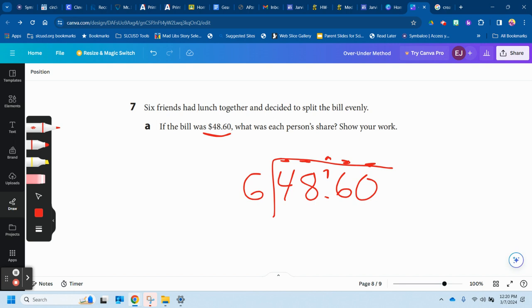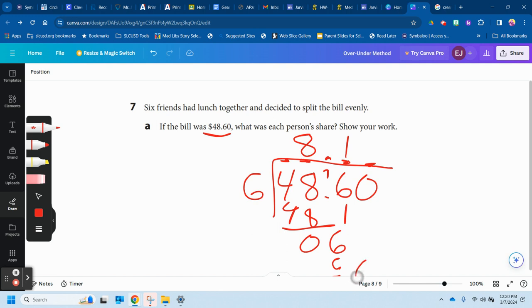4 can't be divided into groups of 6. 48, so it's going to be 8. The decimal point's here. So 6 times 8 is 48. I don't have anything. Bring down the 6 tenths. That's going to go 1 time. 6, I have 0. $8.10 each.